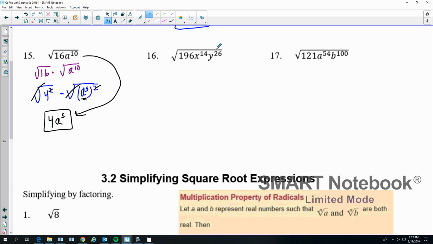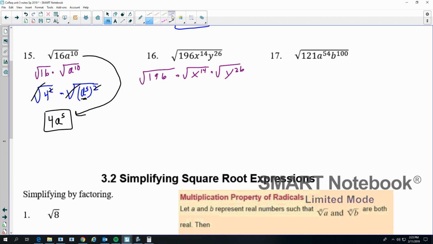All right, so these last two, the numbers get a little bit larger, but it's really not all that difficult, and we add an extra variable. And so if you want to, you can break this up to where they all three have their own radical sign. So square root of 196 times the square root of x to the 14th power, and then times the square root of y to the 26th power.